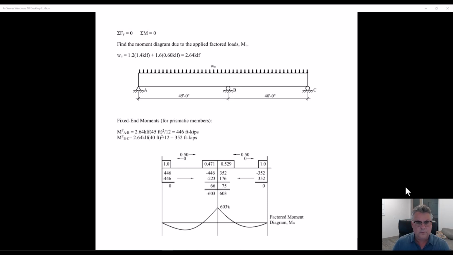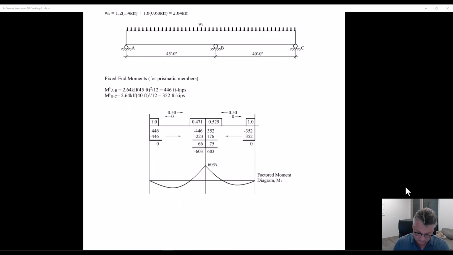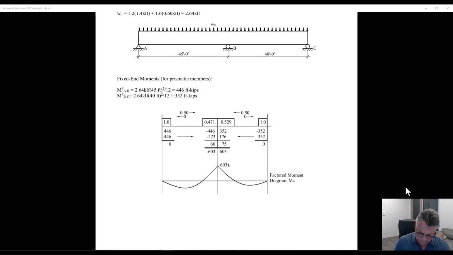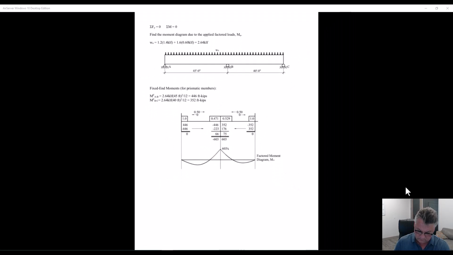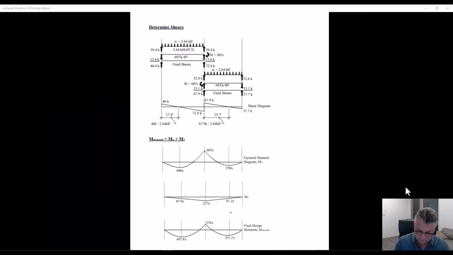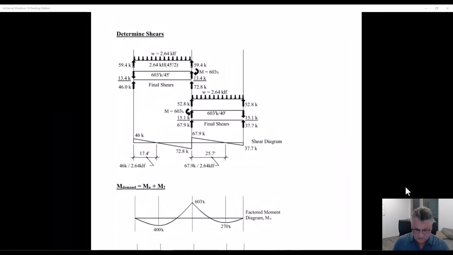Okay, well, we got out the secondary moment. Let's put on the factored loads: 1.2 dead, 1.6 live. Find the fixed end moments, do the moment distribution. Calculate MU, not M demand, but MU. And we'll find the shears due to MU.